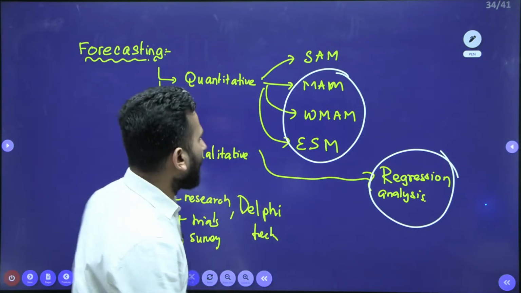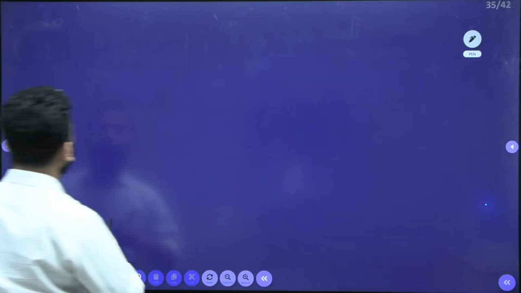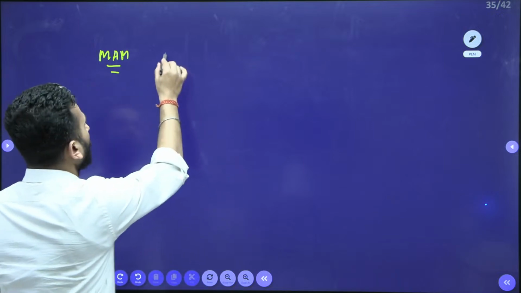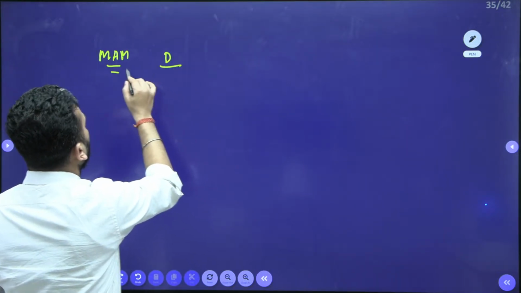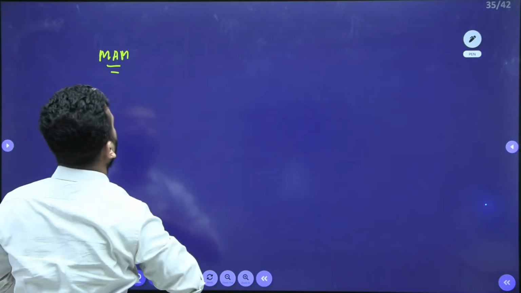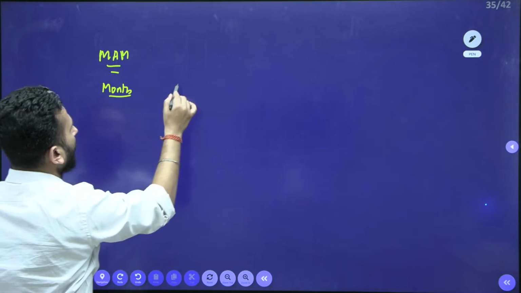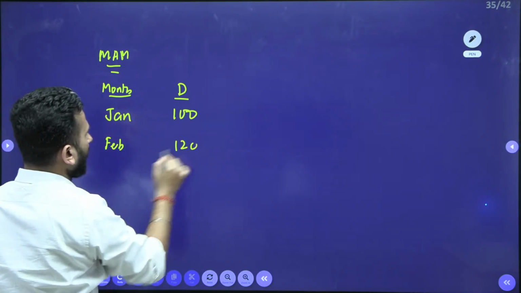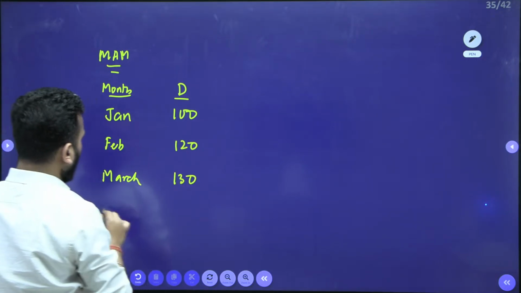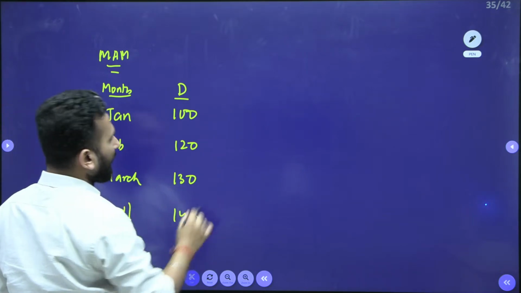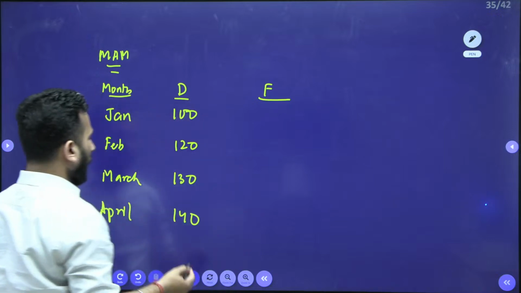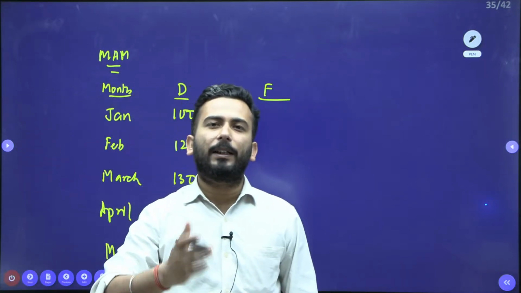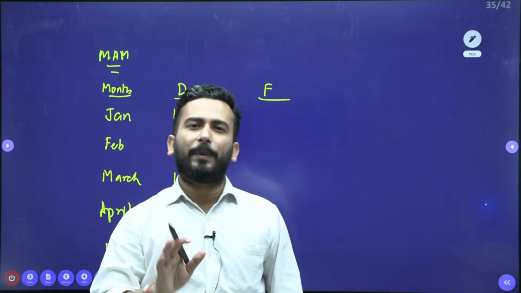Now moving average method. I'll just give you one example and everything will be clear, my dear friends. In moving average method, you have to forecast. Suppose demand values are given: here it is month, here it is actual demand. For January they have given demand as 100, for February 120, for March 130, for April 140. And they are asking you what is the forecast for May, using the 3 moving average period.